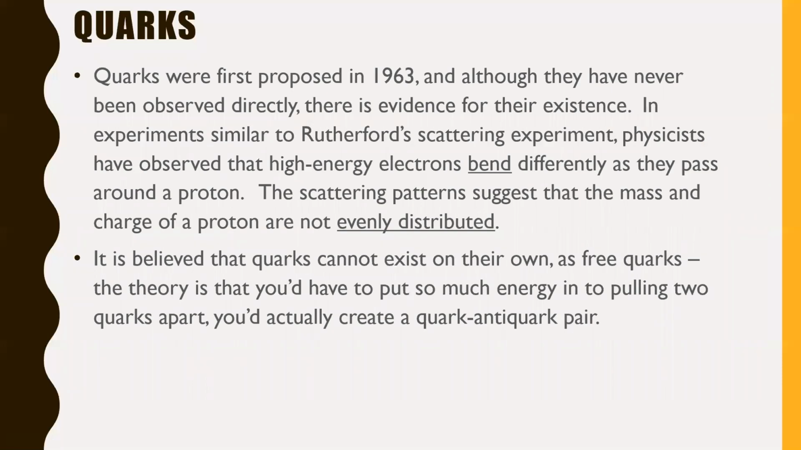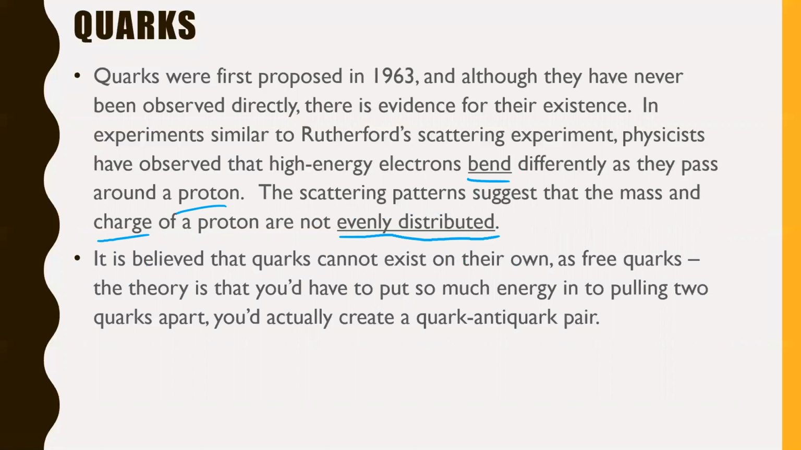In experiments similar to Rutherford's scattering experiment, physicists have observed that high-energy electrons bend differently as they pass around a proton. The scattering pattern suggests that the mass and charge, especially the charge of a proton, are not evenly distributed. Okay, so that's kind of telling us that there's something smaller than a proton that's making it up.